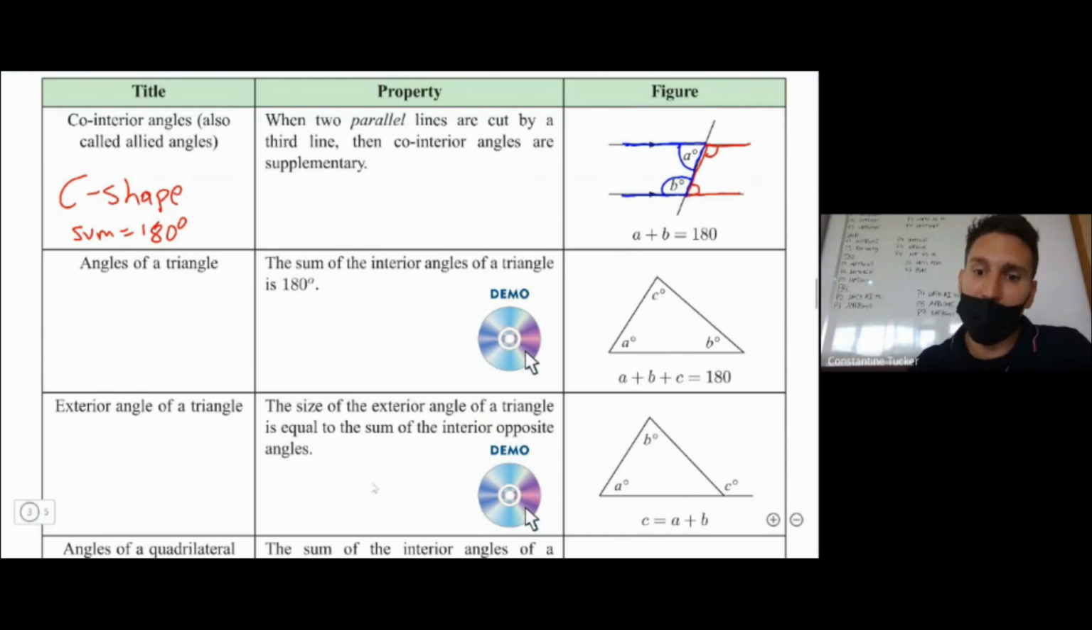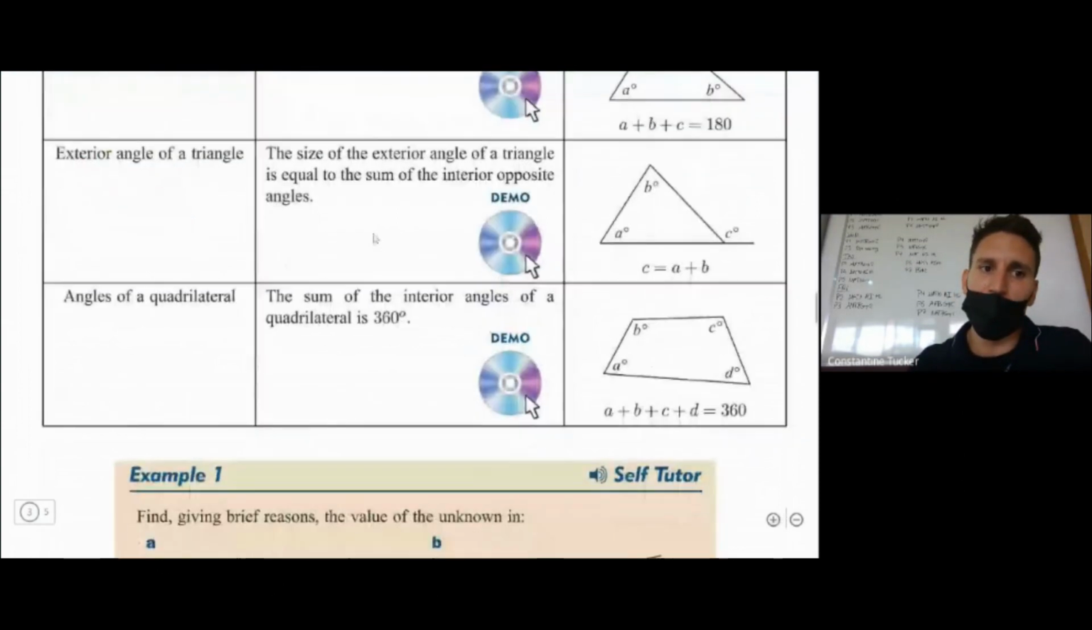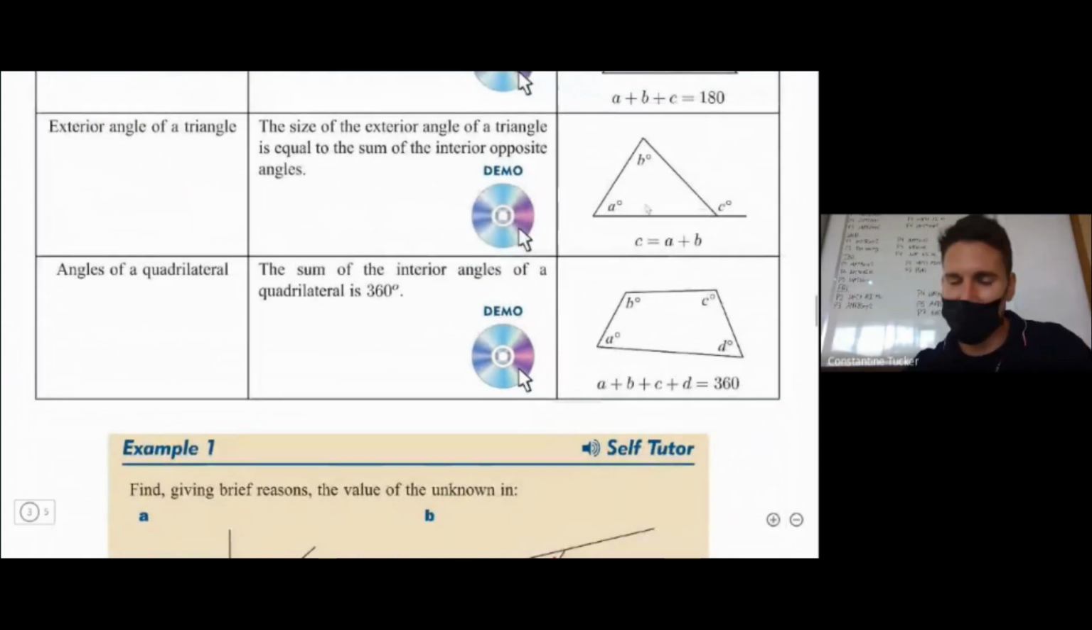The exterior angle of a triangle. Guys, 2 more, hang in there, please. The exterior angle of a triangle, which means any of the 3 angles outside a triangle. If you extend one of the sides, you get an exterior angle. So what they've done here is that they've extended this bottom side and they've said, right, this angle is an exterior angle of this triangle. It's the angle C. What's the special connection between this angle and the other ones? Well, this one is always equal to the sum of the opposite angles in the triangle.